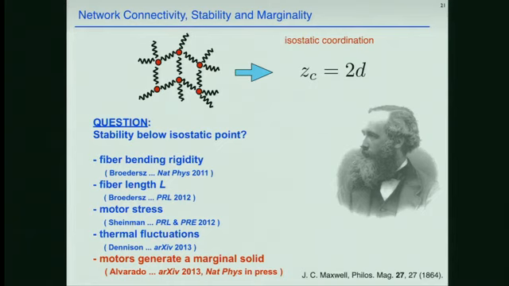Oh, okay. So let me just show one last thing about coming from a highly connected state and approaching this marginal point in a way that motors actually do in these biopolymer networks. So they actually generate this marginal state from the highly connected state.